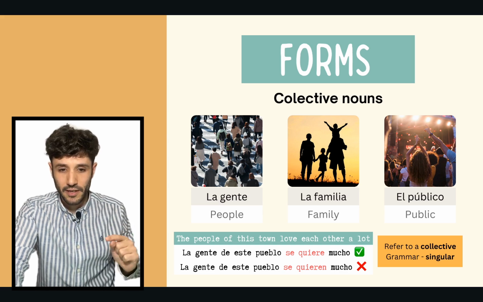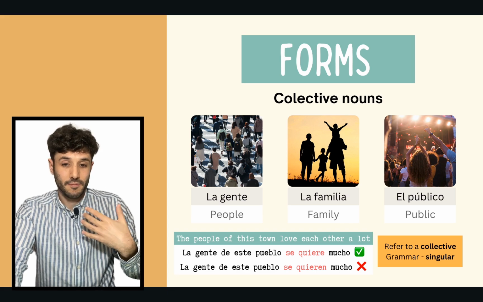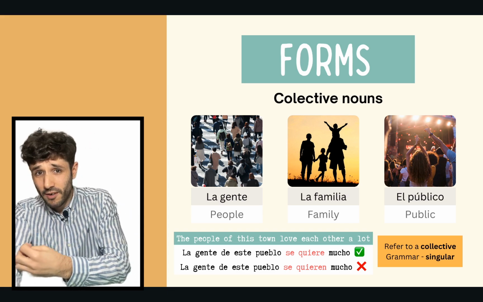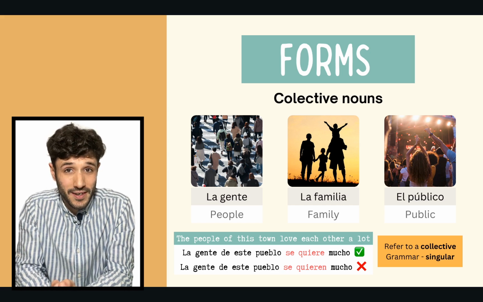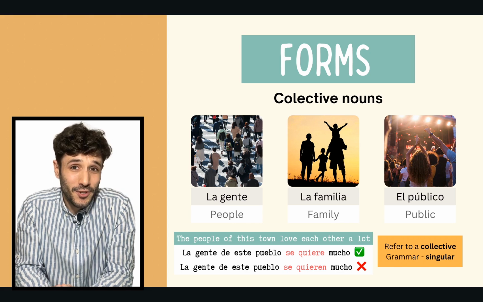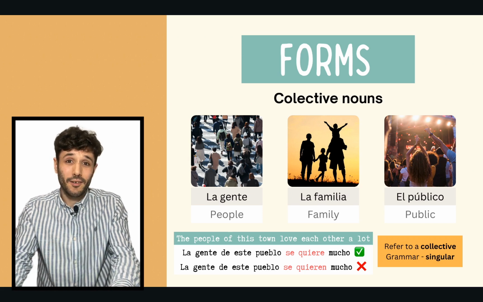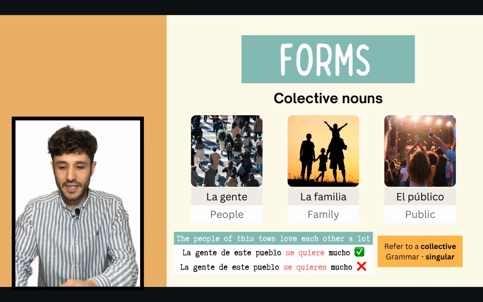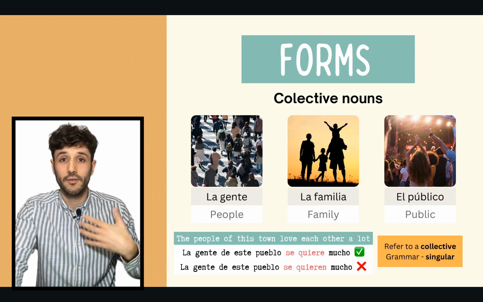Let's look at the example here. If I want to say, the people of this town love each other a lot, then again, people is going to be treated as singular, and la gente de este pueblo se quiere mucho is correct, but se quieren is not, because la gente, even though it's a collective or a group, grammar-wise is singular. Okay, so just keep this in mind. It's one exception to the rule. Otherwise, reciprocal pronouns are always going to be plural.